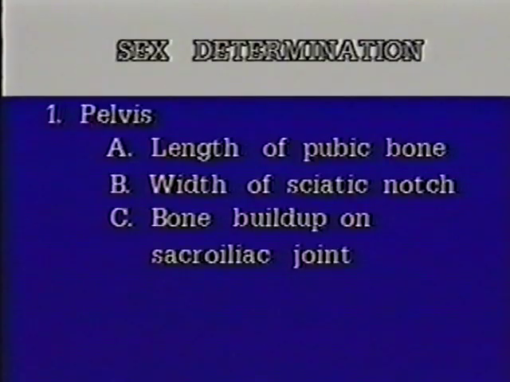The best area, again, in the summary of sex, the best area to determine sex is from the pelvis. Look at the length of the pubic bone, look at the width of the sciatic notch, and by the way, of the criteria that we talked about, the width of the sciatic notch is not the best. I have seen in skeletons wide sciatic notches in males, although I've never seen a real narrow sciatic notch in a woman. But I think you can get wide sciatic notches not only in females but in males. Also look at the buildup of bone along the sacroiliac articulation.